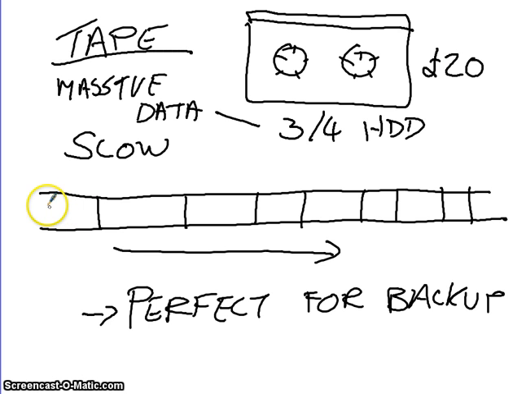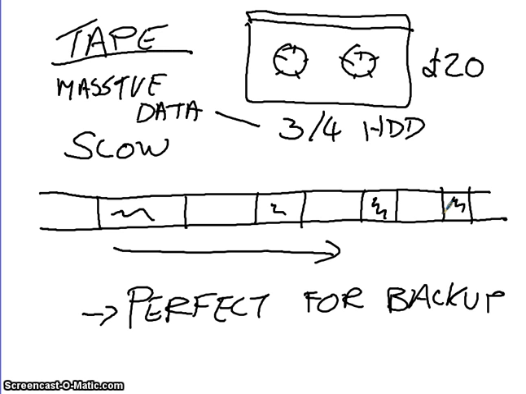Now, how it works is this. If you imagine this is my piece of tape, like a piece of sticky tape, what it does is it stores the information straight along the line, like these little boxes. This is a piece of data, this is a piece of data, this is a piece of data, this is a piece of data. And it stores it all the way along the line. So it just backs it up one after the other.